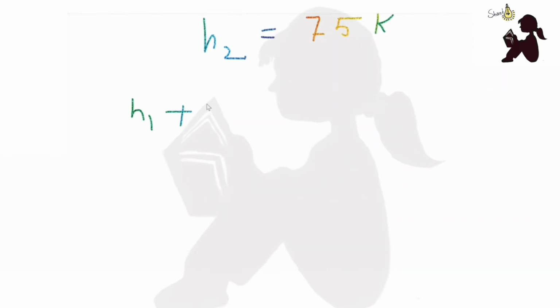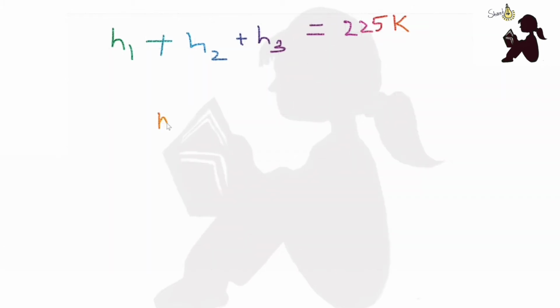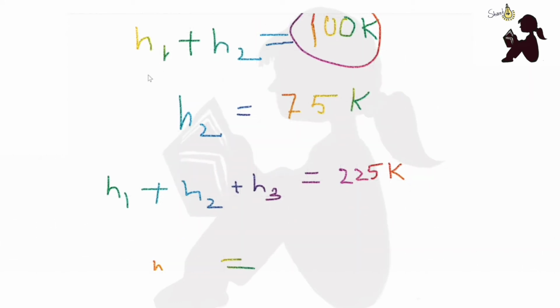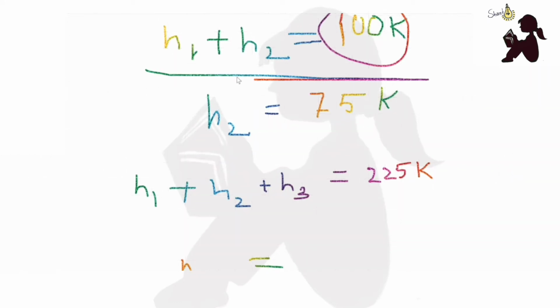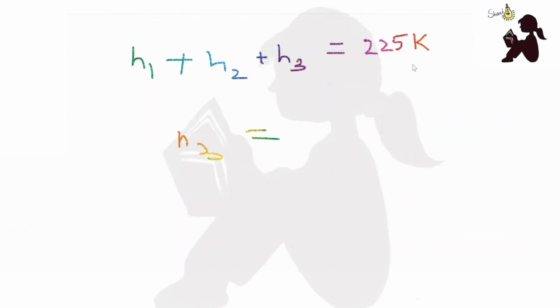Now h1 plus h2 plus h3 is equal to 15 seconds. So that is 225. 15 square, 225 into k. Now we have to find out the value of h3. So h3 is equal to h1 plus h2 plus h3, 225k, minus of h1 plus h2. Now h1 plus h2 is 100k. So 225k minus 100k, that is 125k.